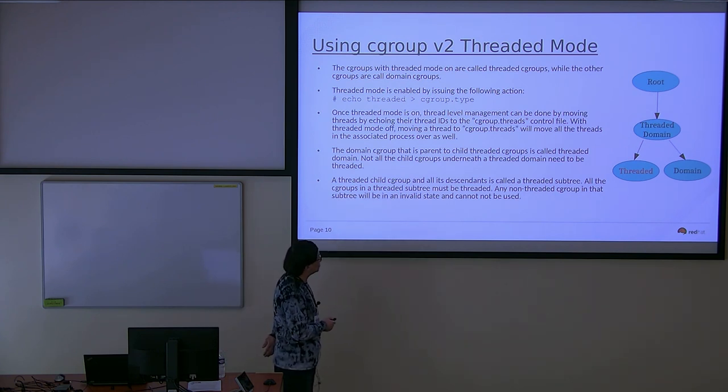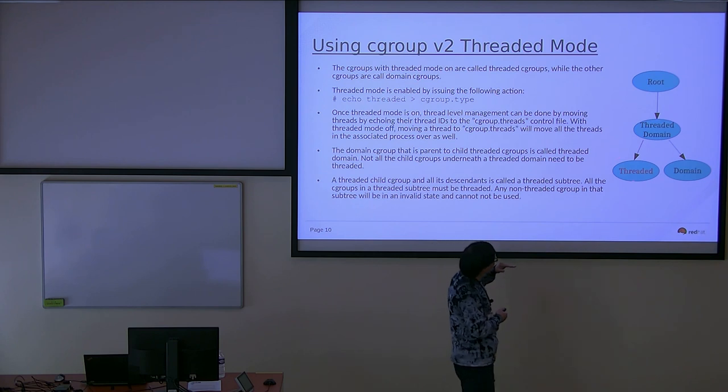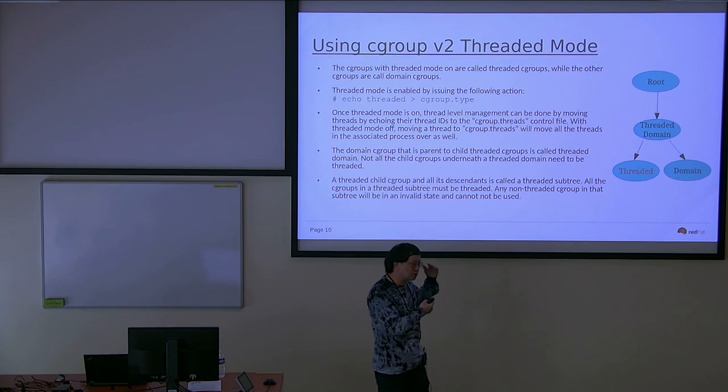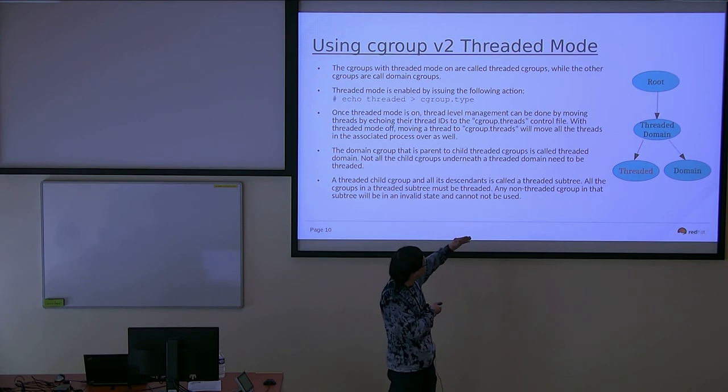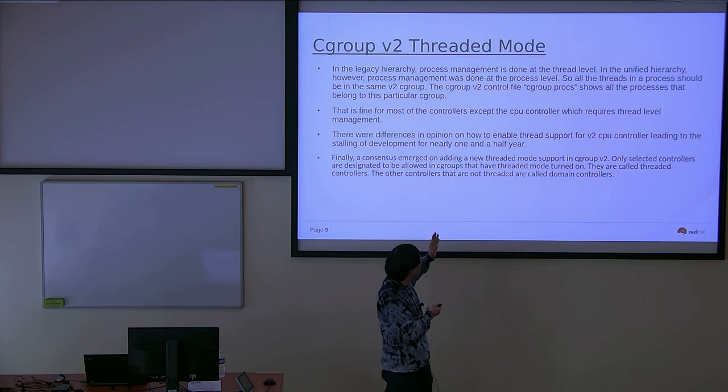A threaded cgroup and all its descendants are what we call a threaded subtree. Once a cgroup is threaded, when you create a subdirectory, it will be threaded automatically. But if you have an existing directory, if you have some existing child and you change the cgroup in the middle into a threaded cgroup, then your child is not threaded by default, and it goes into an invalid state where you can't use it until you either change it to threaded or you remove thread mode from your parent.